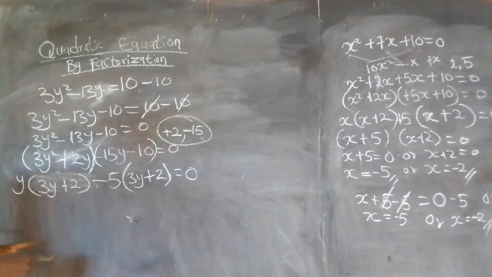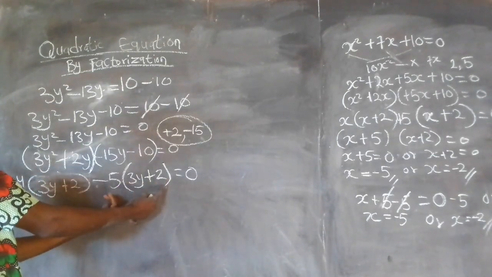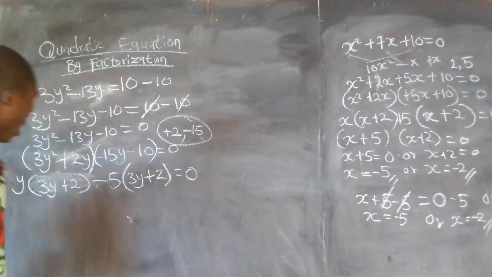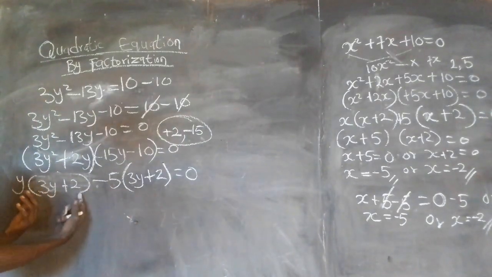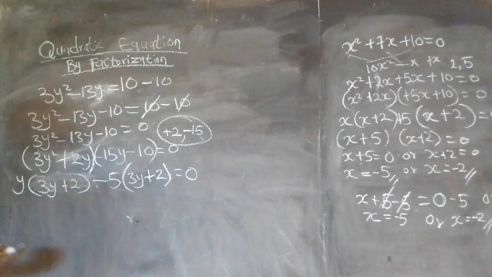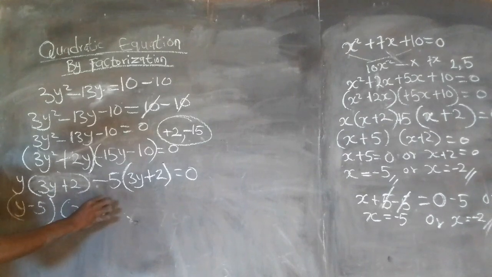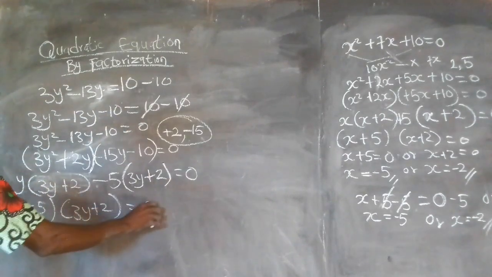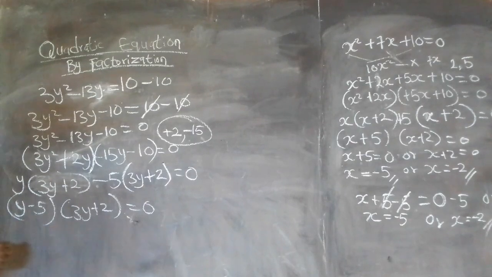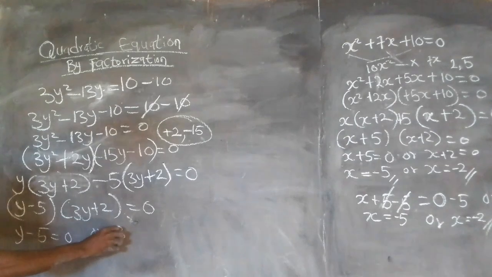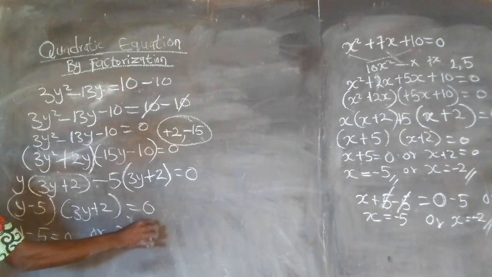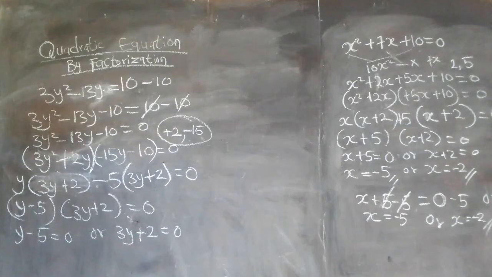And remember, I've told you that whatever you have in this bracket, the same thing you have in this bracket, so the two brackets are always equal. So you should not be confused about what you have in the second bracket. So we group them. Outside, we have y minus 5 in a group, and then here we have 3y plus 2, everything equal to 0. Split them: y minus 5 is equal to 0, or 3y plus 2 is equal to 0.